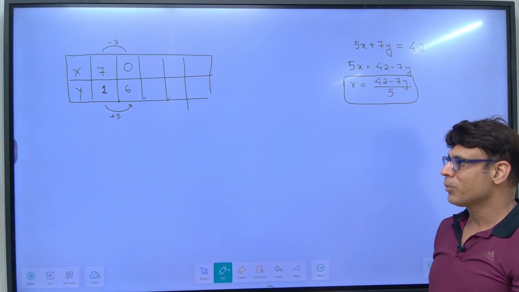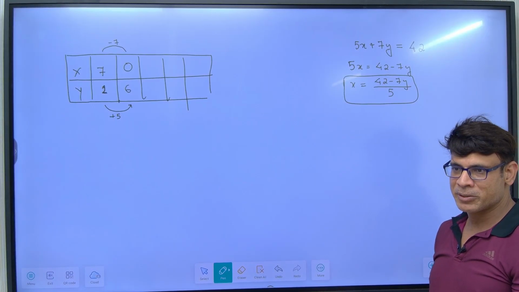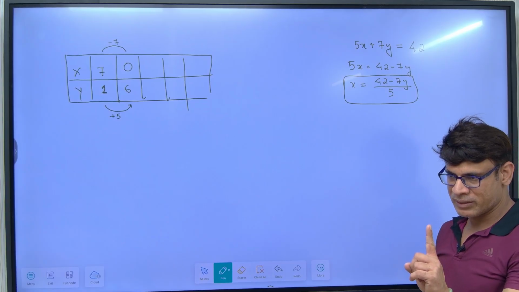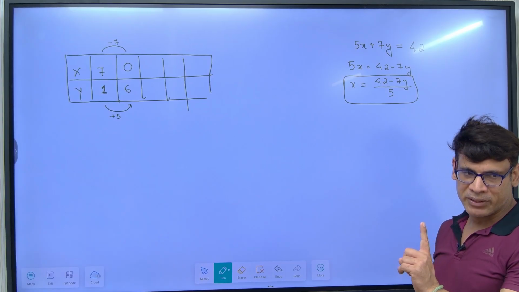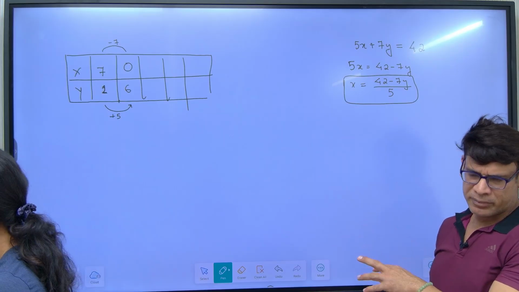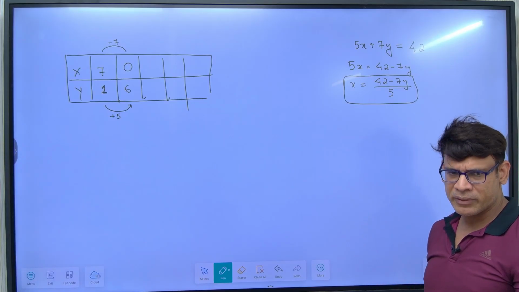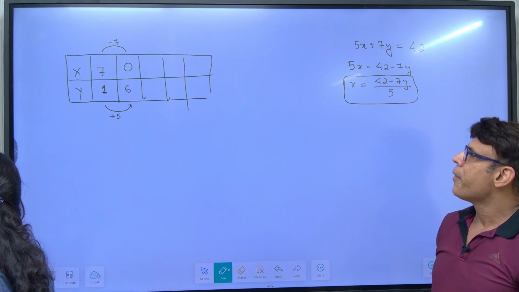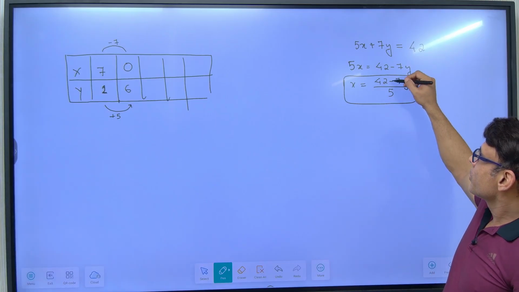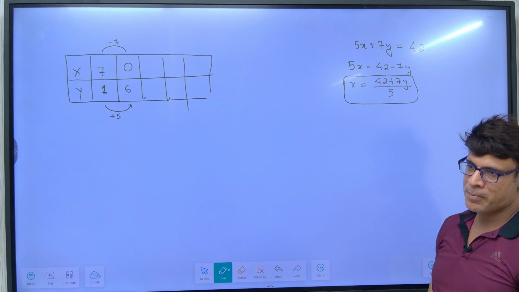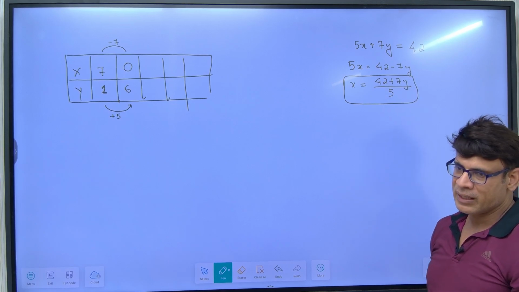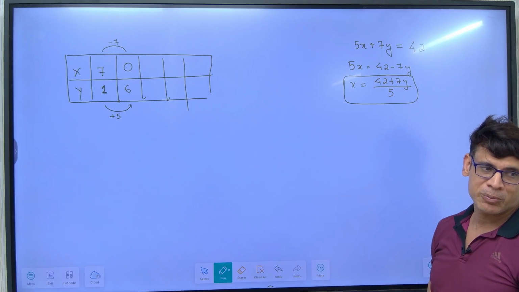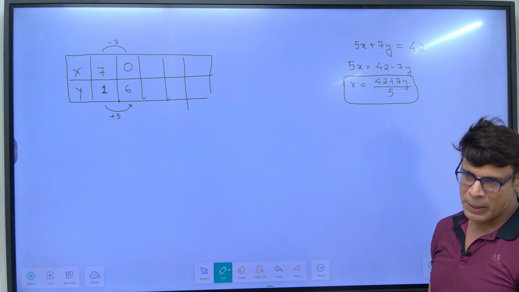So that means how many possible integral solutions exist? Only one, because x and y are positive integers. In this case, it is 1. It could be more than 1 also, right? The moment I put a plus sign here, in that case, you will have infinite solutions because both will increase or both will decrease.